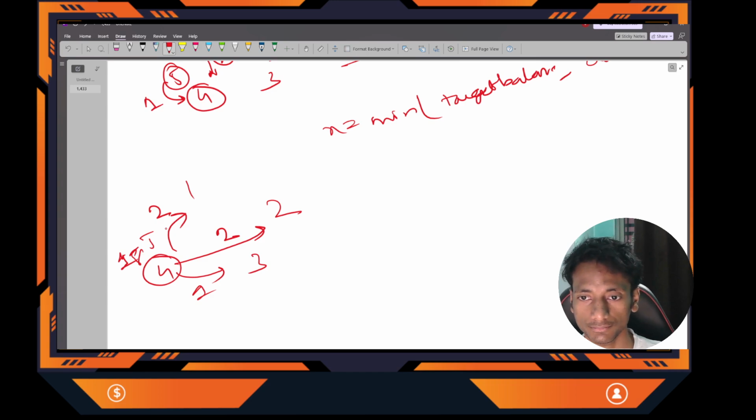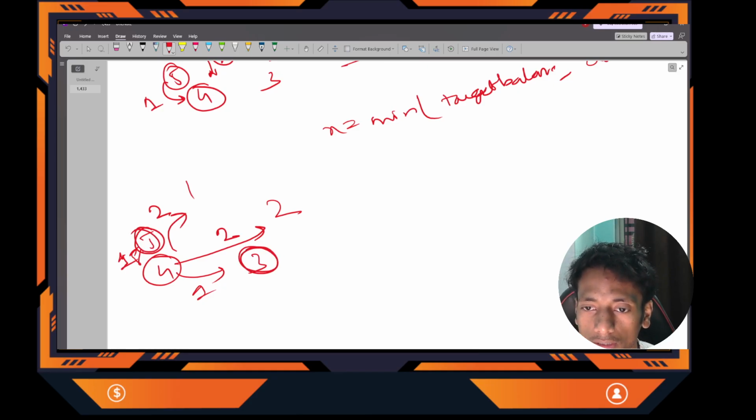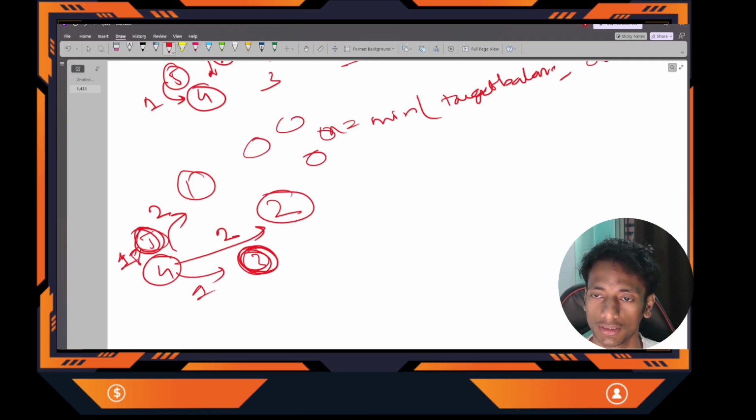Got it? And these two closest, means this and this, the distance is the same, means only one number of moves required. Correct? So that's why I try to take these two first at the same time as much as possible, then try to take these together as much as possible, then I go to the next in this way. Got it?